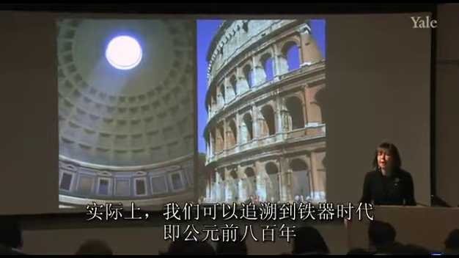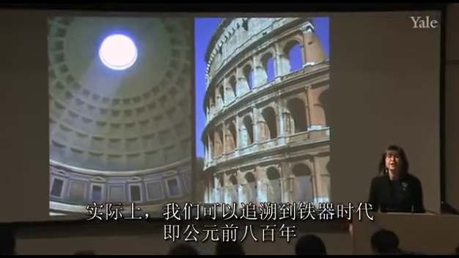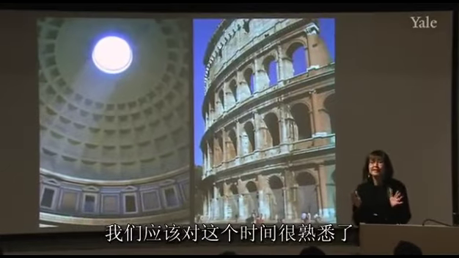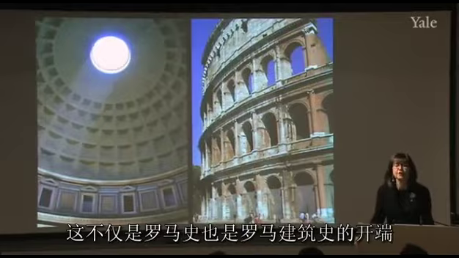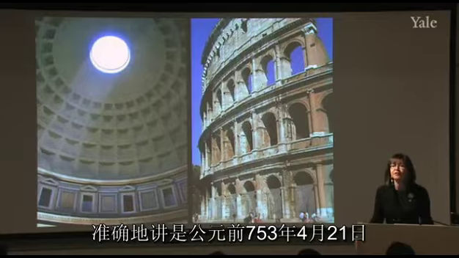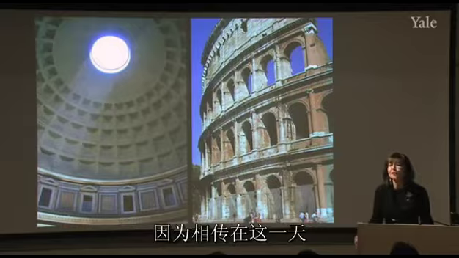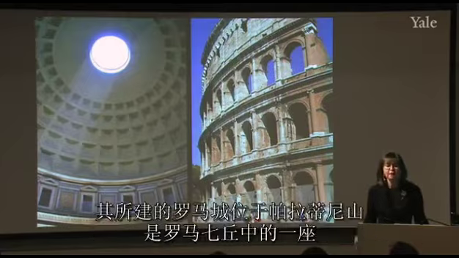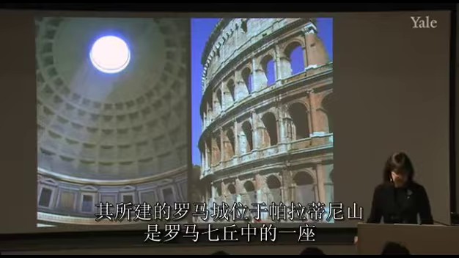And the beginning goes way, way back, in fact, all the way to the Iron Age, indeed to the 8th century BC. And we know on precisely what day not only the history of Rome, but the history of Roman architecture began. And that was specifically on the 21st of April in 753 BC. Because it was on the 21st of April in 753 BC that, according to legend, Romulus founded the city of Rome. Romulus founded the city of Rome on one of Rome's 7 hills, the Palatine Hill.